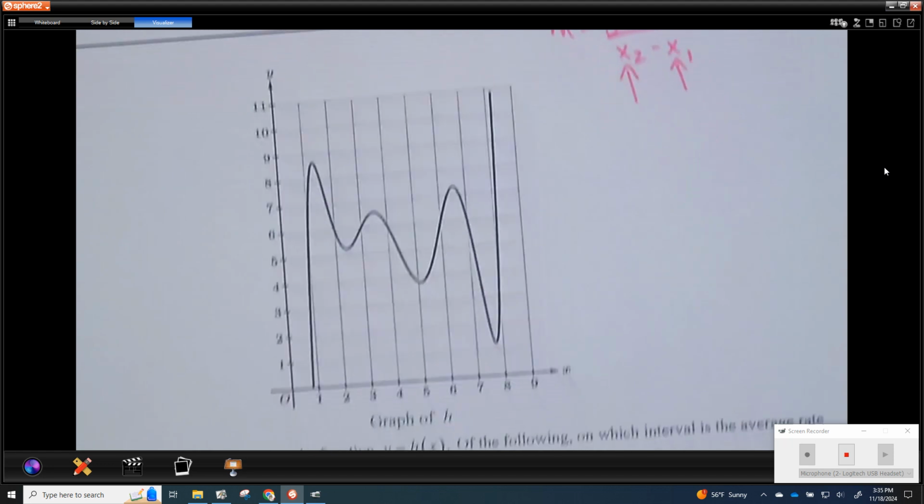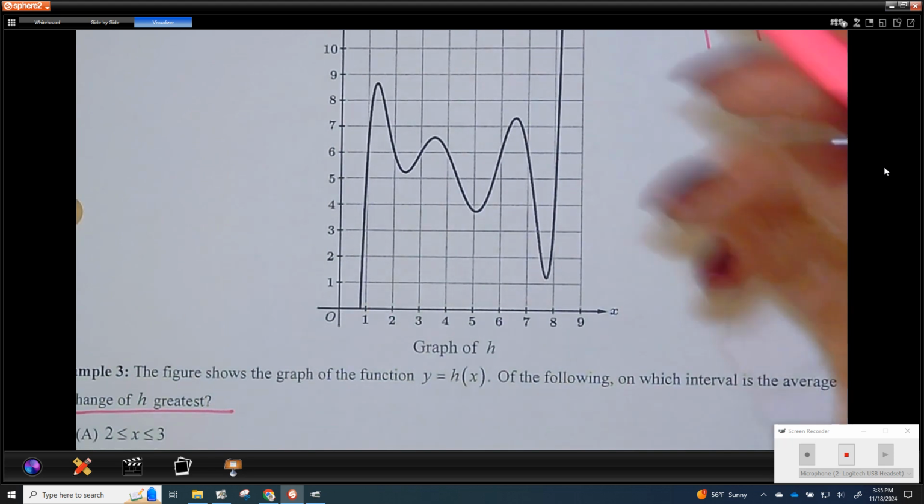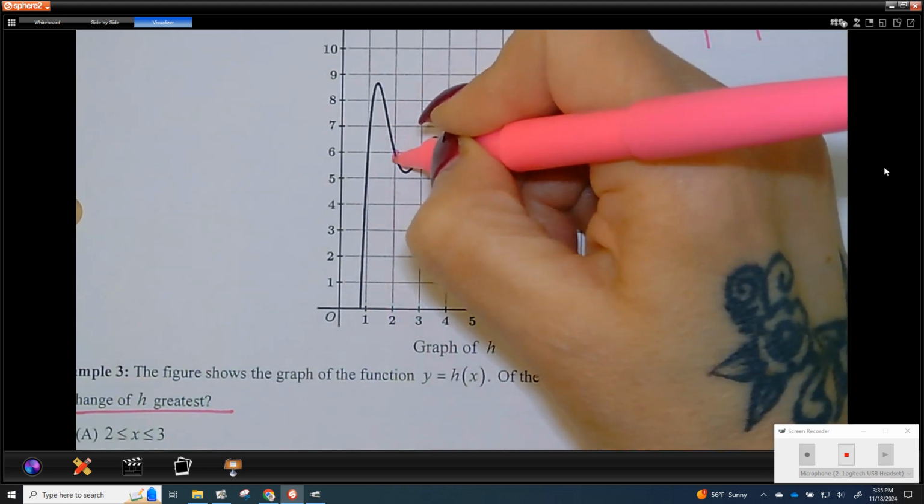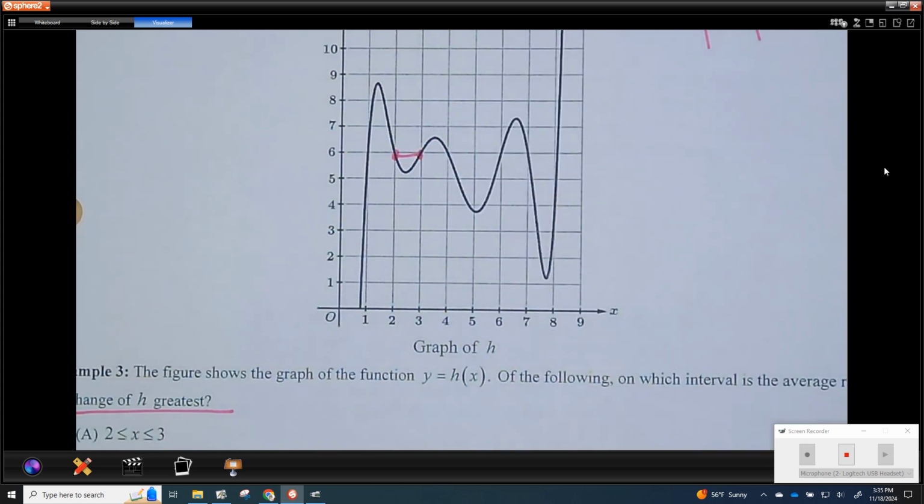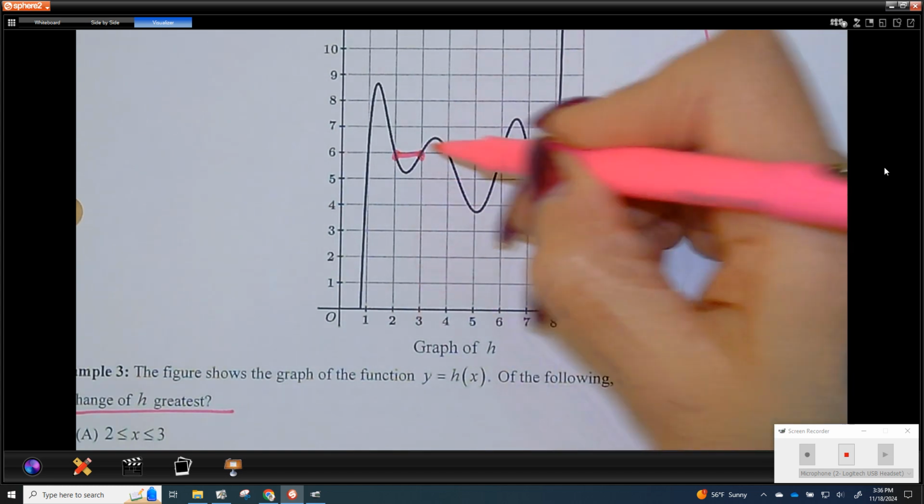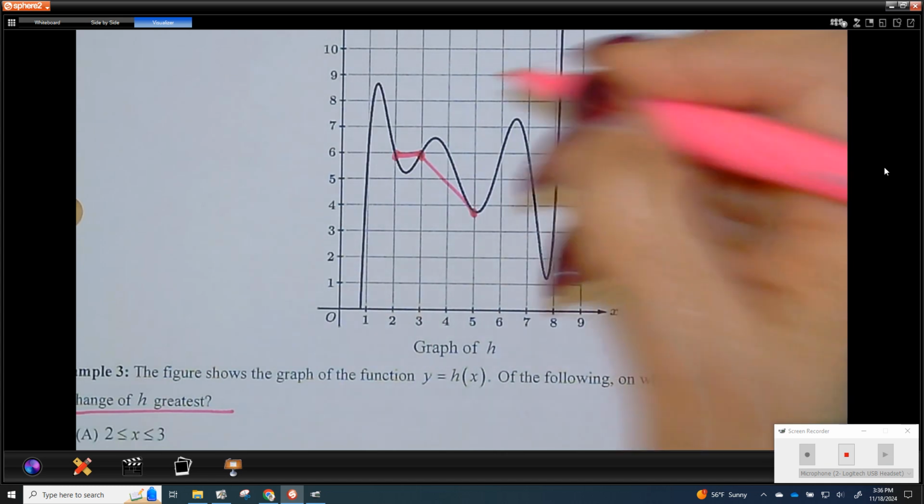So looking at this polynomial, which interval is the average rate of change the greatest? So the greatest would be the most positive. So first we're going to look between 2 and 3. So 2 to 3, well, that looks like 0. So that's probably not the greatest, but we'll see. My line looks a little slanted, but it really is 0. Between 3 and 5 is right here to right here. Now this line is negative. So this is negative, this one's 0.